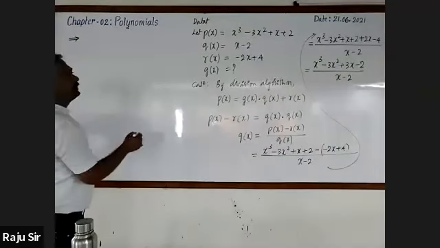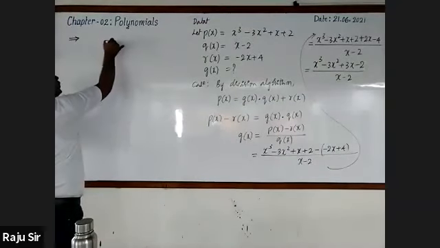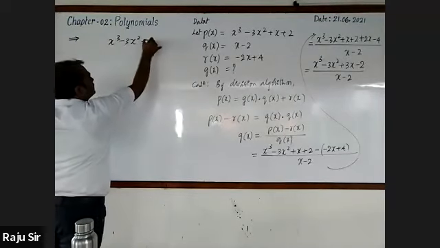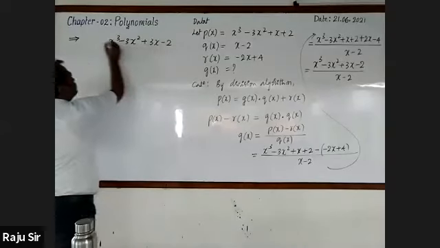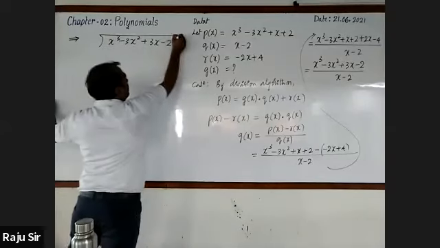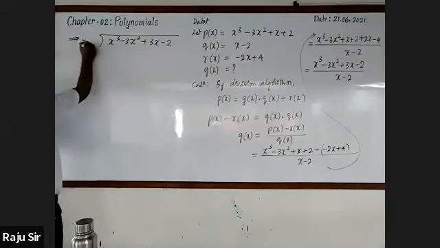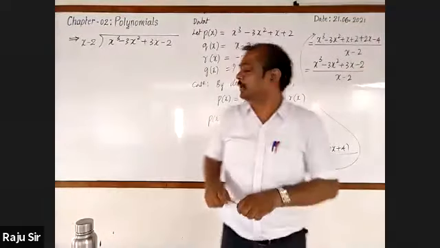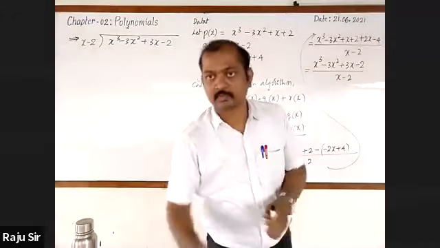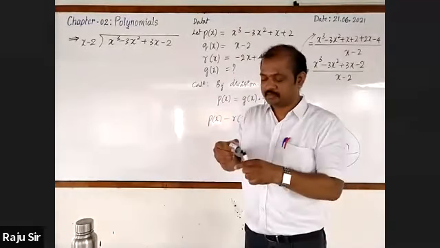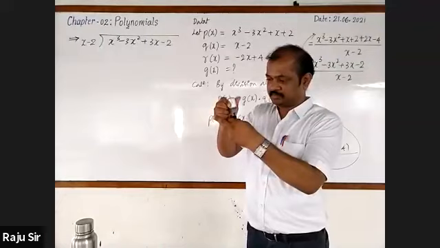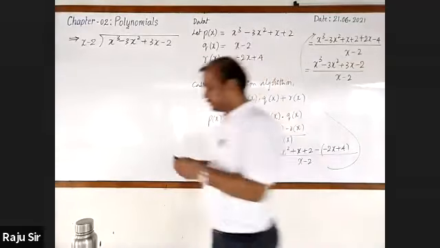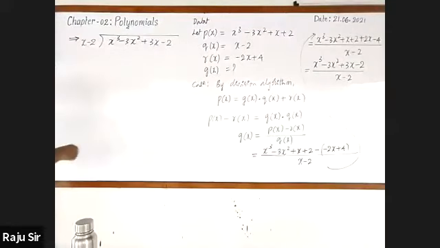Let us divide x cube minus 3x square plus 3x minus 2 by x minus 2. Divide x minus 2 into x square minus x plus 1, sir. Very good. As we are very familiar with the division, go on and divide.